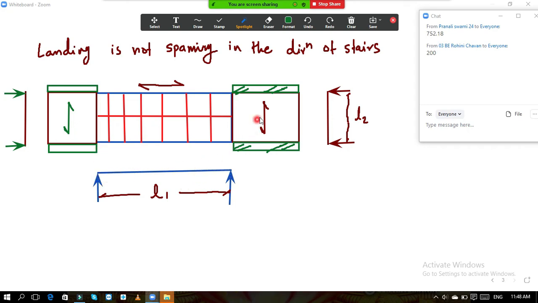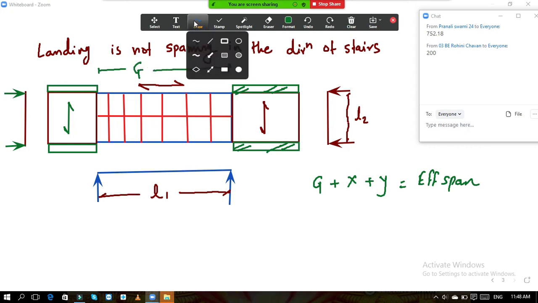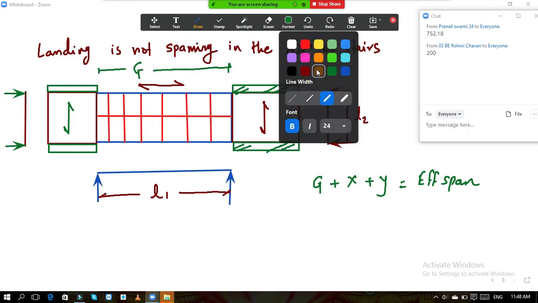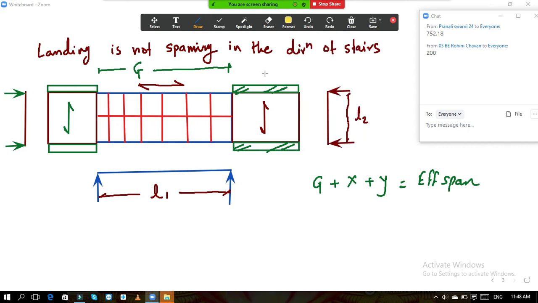So this is called as landing not spanning in the direction of stairs. And in this case, what we generally do is go for G plus X plus Y for your effective span. G is nothing but this length, the going length. This going length is your G. And for X plus Y, you already know this. This is the line.